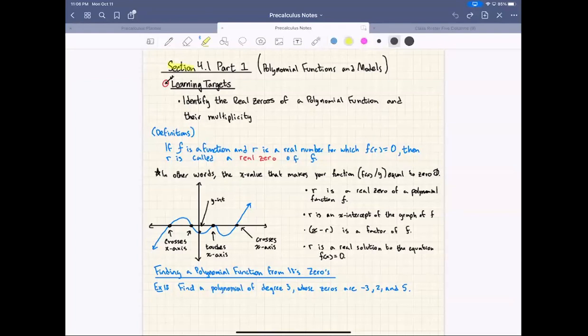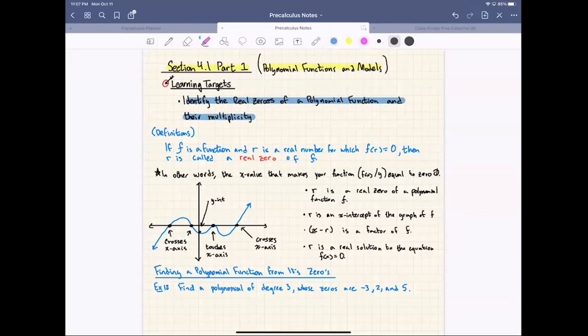We're doing section 4.1. It says part one, but really it's part two. We did part one in class, and we're going to be focusing on polynomial functions and models, mostly polynomial functions. Our learning target for today is to identify the real zeros of a polynomial function and their multiplicity. Now we're saying real zeros because there are such things as imaginary numbers and imaginary zeros, and we're going to go over those in about 2-3 weeks.